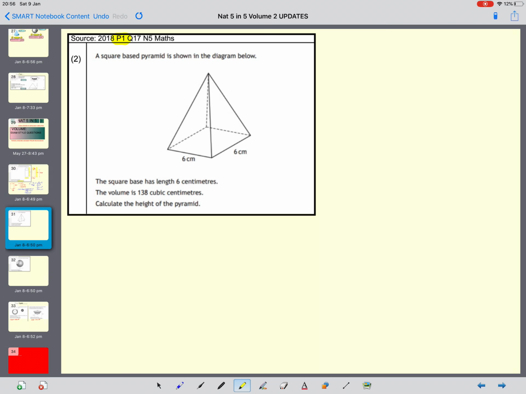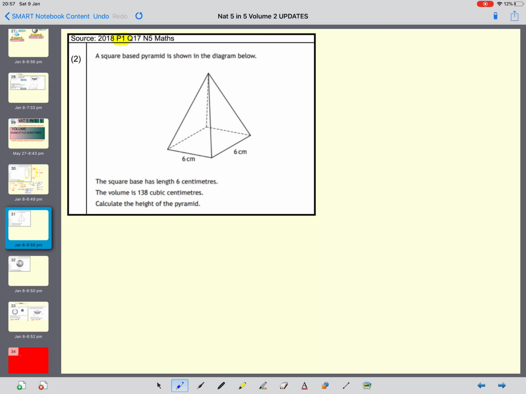Now you will see it's a paper 1 question, which means it has to be done without a calculator. So let's have a look at this one together. It says a square base pyramid is shown in the diagram below. The square base has a length of 6. The volume is 138 cubic centimetres. Calculate the height. So you want to work out the height.